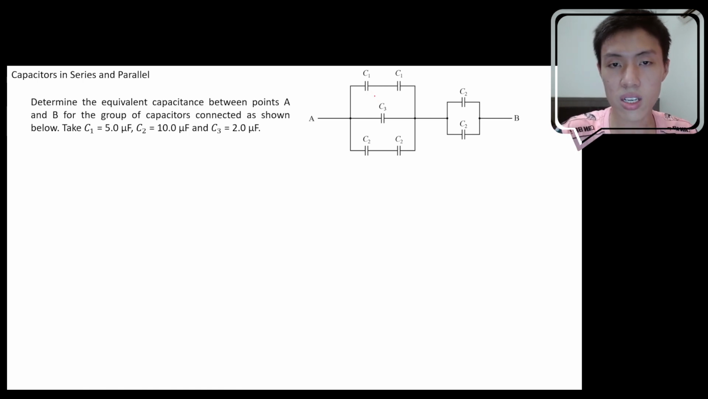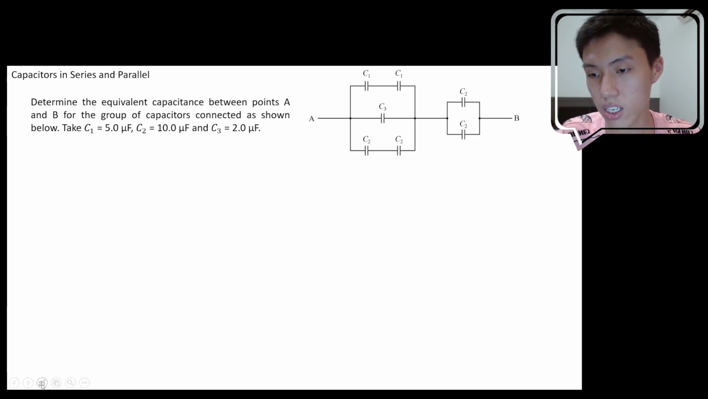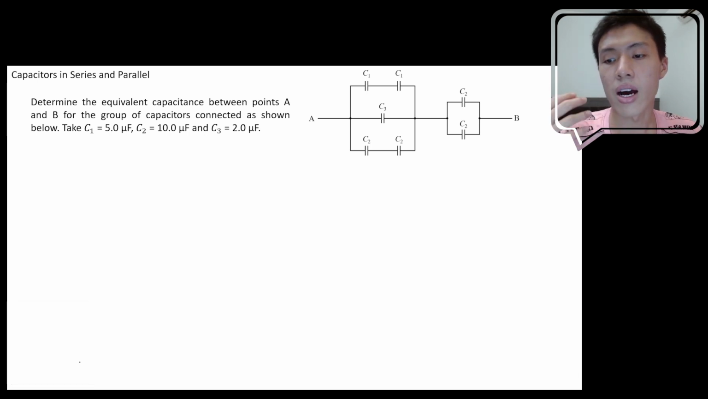I choose this question to discuss because I would like to highlight how we should, well, there's no correct way of doing this, but my way of keeping track of which capacitors we have combined and which capacitors we haven't combined. Okay, so my way of doing it is to sketch and also be very clear with the subscripts.